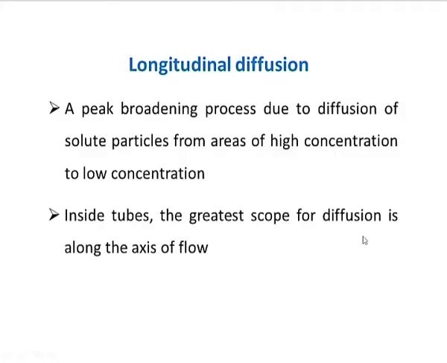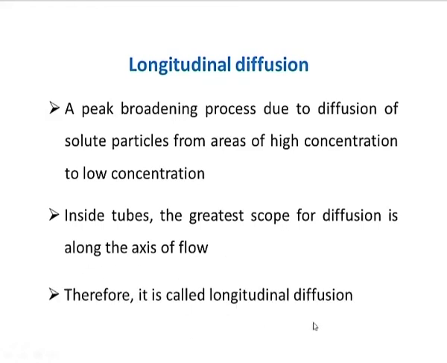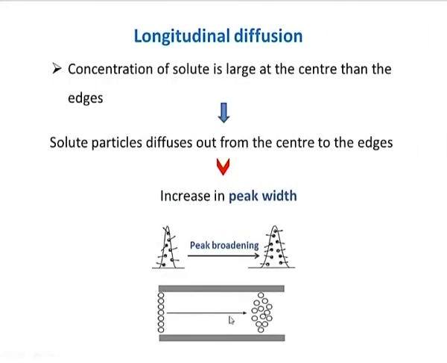The greatest scope of diffusion is along the axis of the flow, and that is why it is called longitudinal diffusion. This is the point I was trying to make. Look at this image here. According to the basis of laminar flow, you have a high concentration of solute particles in the mobile phase towards the central part of this column, and you would note that a very small concentration exists towards the edges of this column. Now, it creates an obvious concentration gradient across the column. How does that impact the overall peak broadening?